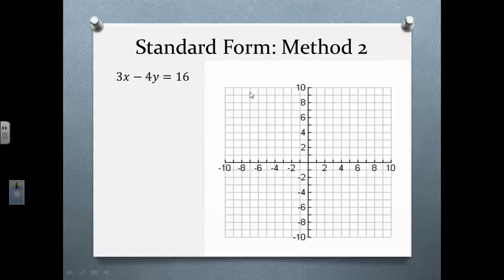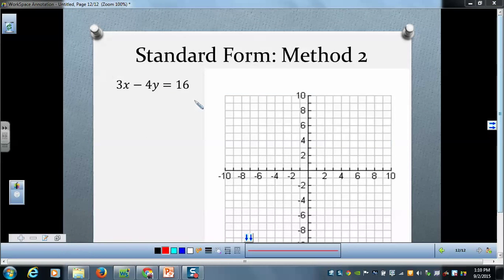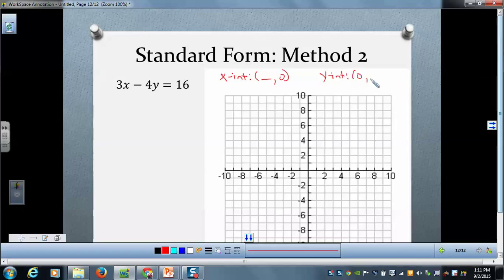Now the second way of doing this problem. This is a little bit quicker, but it may not be as accurate sometimes, and I'll explain why. The second thing we can do when we're in standard form is find my x-intercept, which I know is going to be (something, 0), because y is always 0 for an x-intercept. Then I'm going to solve for my y-intercept, which I know is going to be (0, something). Then I'm just going to plot these 2 points to graph my line.